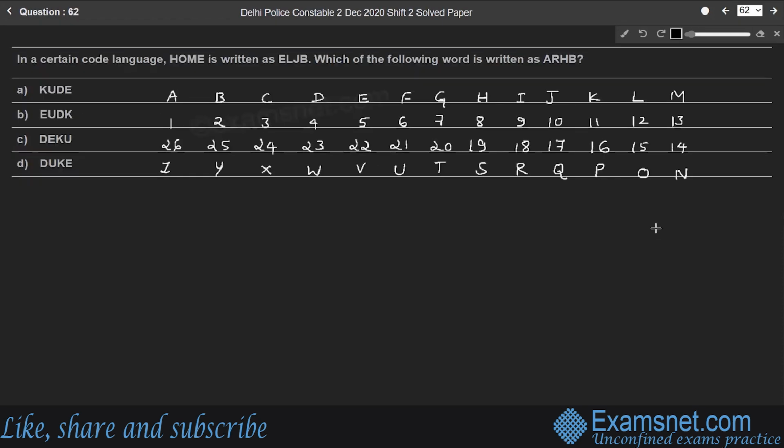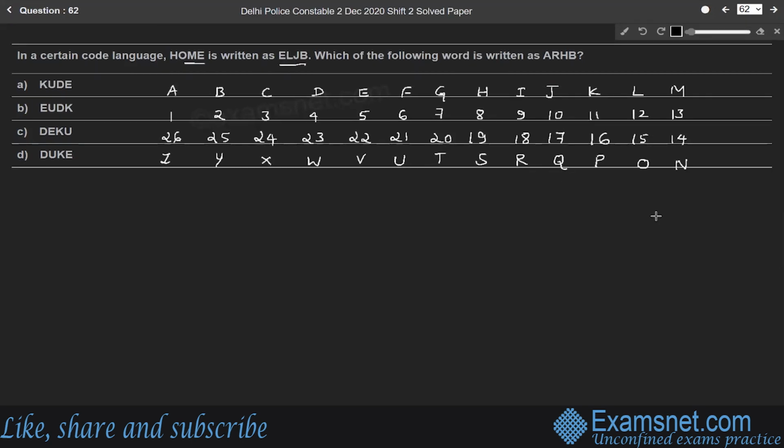Question 62. In a certain code language, home is written as ELJB. Which of the following words is written as ARHB?